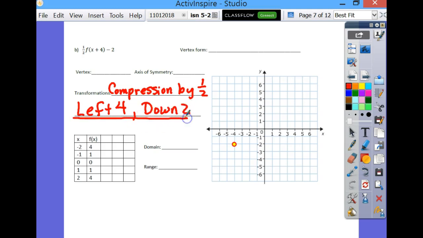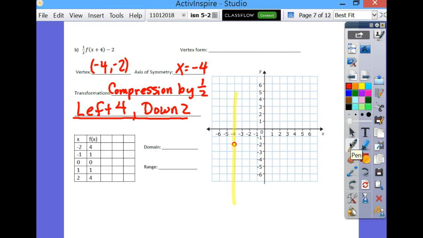I'm going to do this part first when I set my vertex point. Starting at 0, 0, I'm going to go left 4 and down 2. And that's my vertex point. And so the vertex point is at -4, -2. The axis of symmetry goes through the vertex point and crosses the x-axis at -4.